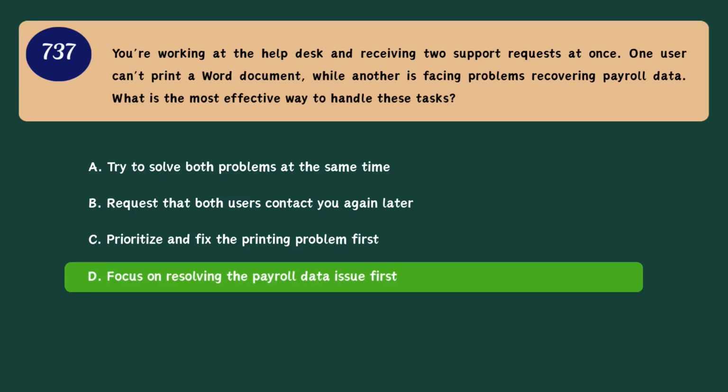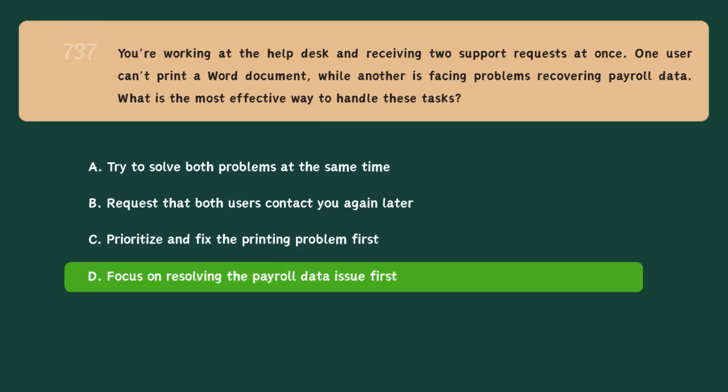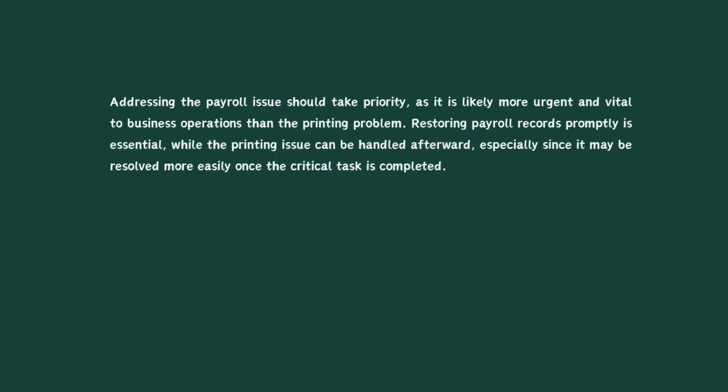Correct answer. D. Focus on resolving the payroll data issue first. Addressing the payroll issue should take priority, as it is likely more urgent and vital to business operations than the printing problem. Restoring payroll records promptly is essential, while the printing issue can be handled afterward, especially since it may be resolved more easily once the critical task is completed.